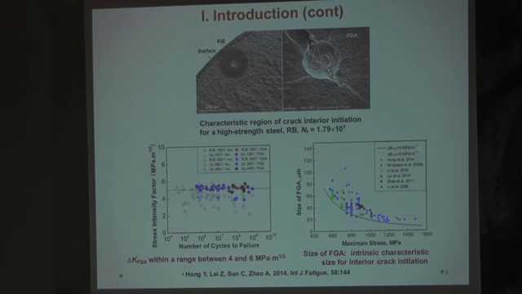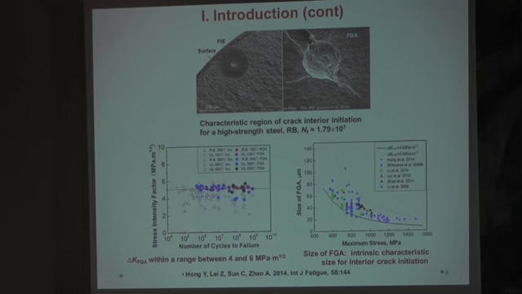The initiation spot is always due to an inclusion, and there is an area called the FGA, fine granular area, surrounding the crack origin. We found that for high strength steels, the stress intensity factor range for the FGA region is not large. The size is about tens of microns, and this value is between 4 and 6 MPa square root meter.